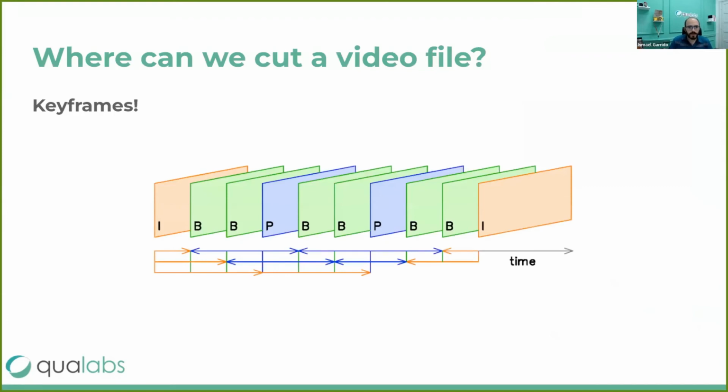So let's remember the structure of a video file. In particular here, I'm going to be talking about H.264. So H.264 video has I, P, and B frames. I frames are encoded independently of other frames. P frames use information from the previous I or P frame, and B frames use information from previous or the next I or P frame. The important ones here are the I frames, and these are called key frames.